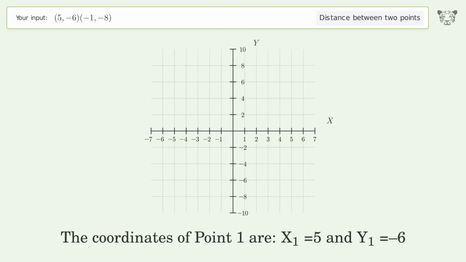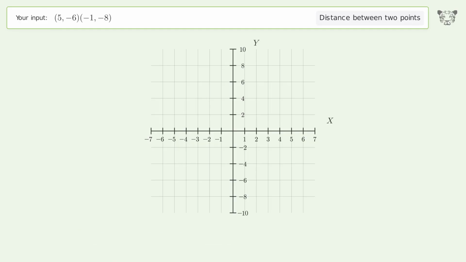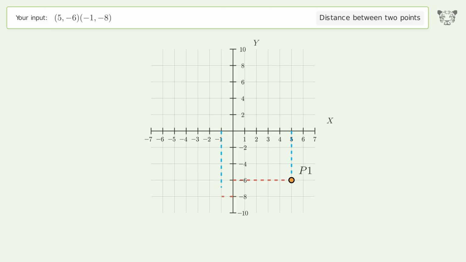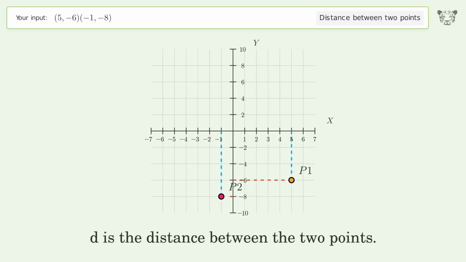The coordinates of point 1 are x1 equals 5 and y1 equals -6. The coordinates of point 2 are x2 equals -1 and y2 equals -8. D is the distance between the 2 points.